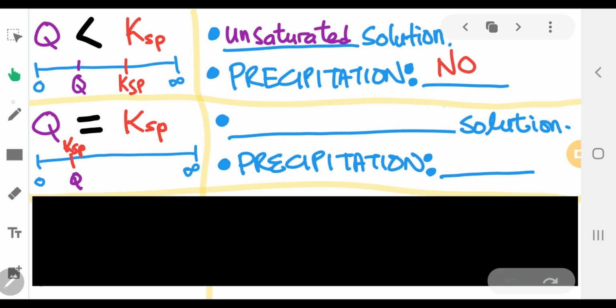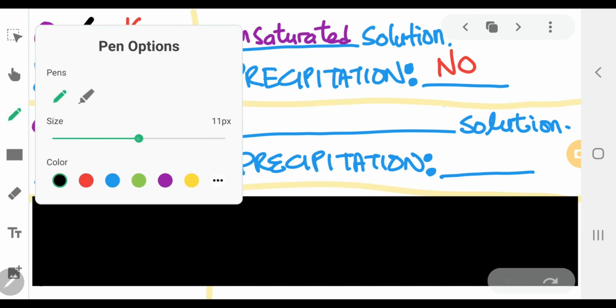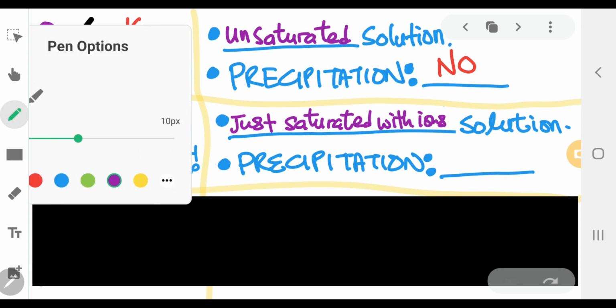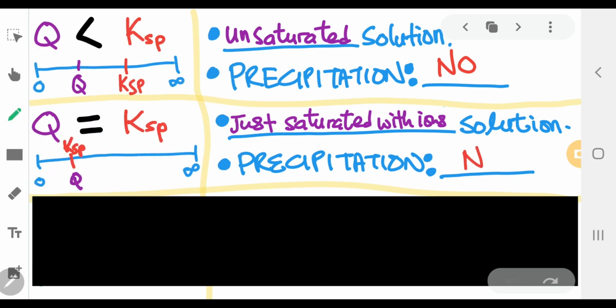So what do we say about this solution? The solution would be just saturated with ions. So when Q equals Ksp, the solution is just saturated with ions. Do we have precipitation? Also, in this case, we do not have any precipitation.